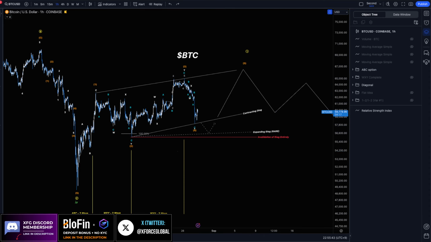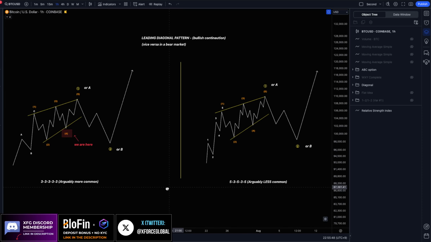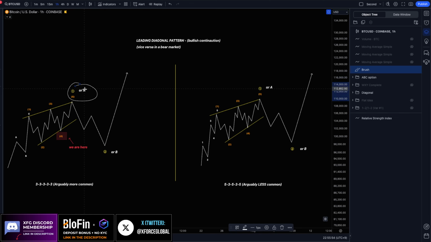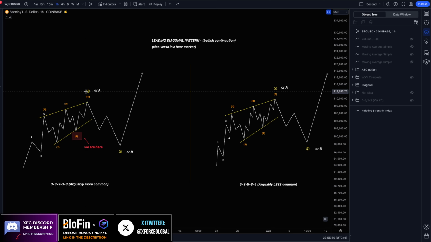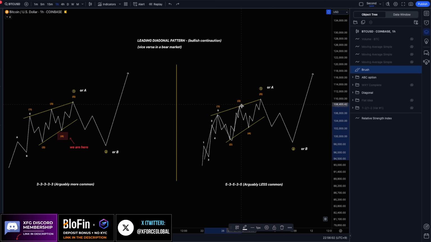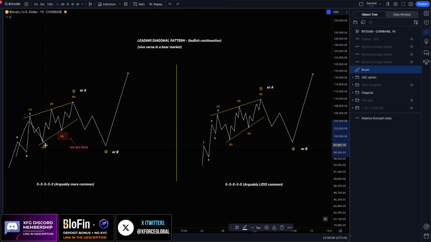So if we take a look at it, I actually drew up the pattern so that you guys can refer to it. Again, a leading diagonal is going to be putting us into a wave 1 or wave A position, setting the direction of the actual trend of the larger degree. So in the leading diagonal, the subwaves can either follow a 5-3-5-3-5 pattern or a 3-3-3-3-3 pattern. And this is the more common one, the 3-3-3-3-3 pattern.